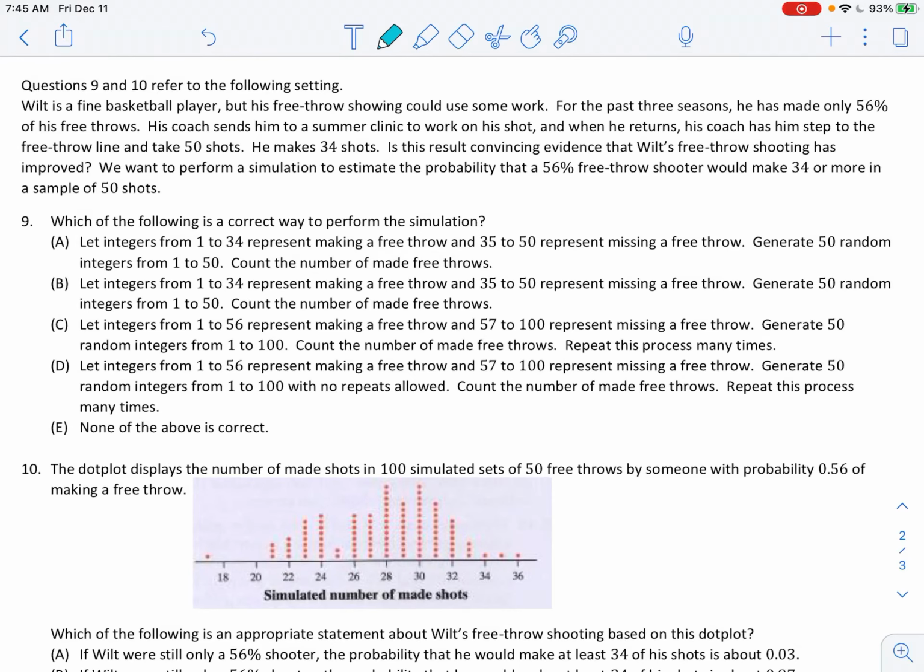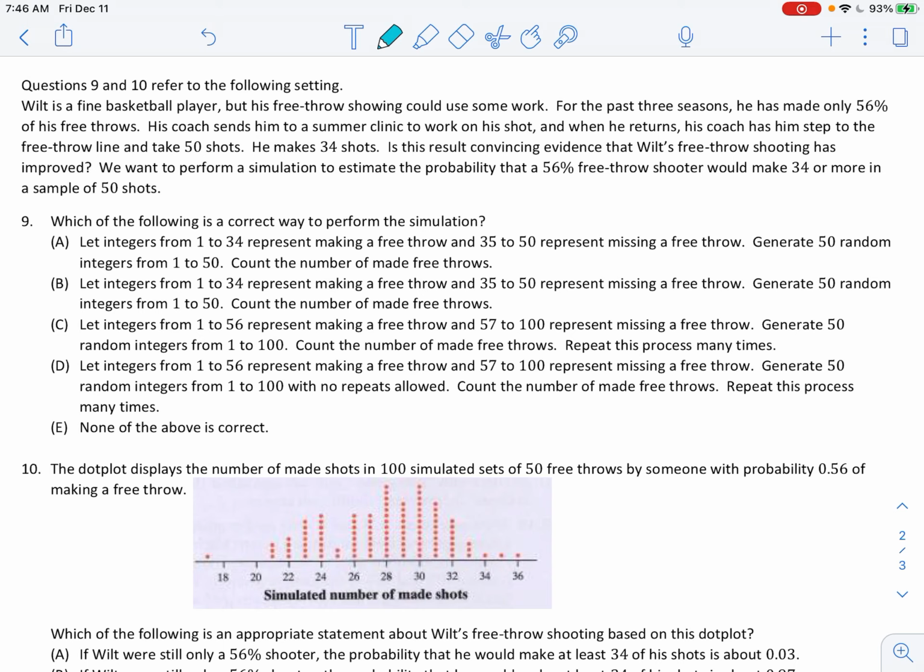Question 9 is back to when we talked about simulation, and I want to represent this happening with technology or drawing slips of paper or something to test a claim, essentially. So Wilt is not a good free thrower. In the past 3 seasons, he only makes 56% of those shots. He goes to a clinic and he goes up to take 50 shots and he makes 34. When you take 34 out of 50, that's 68%.